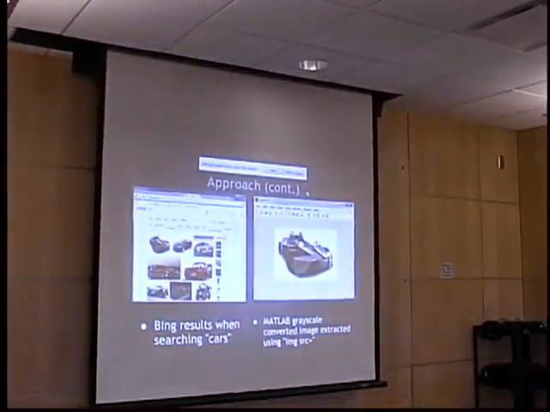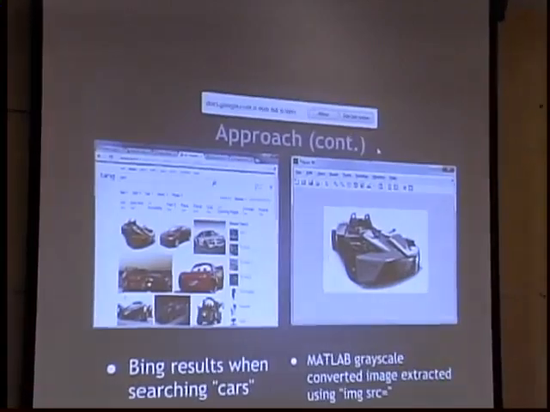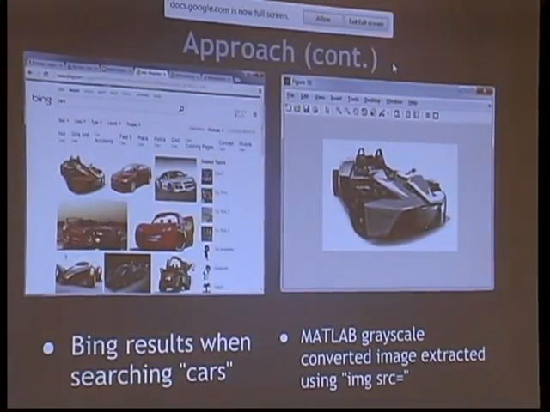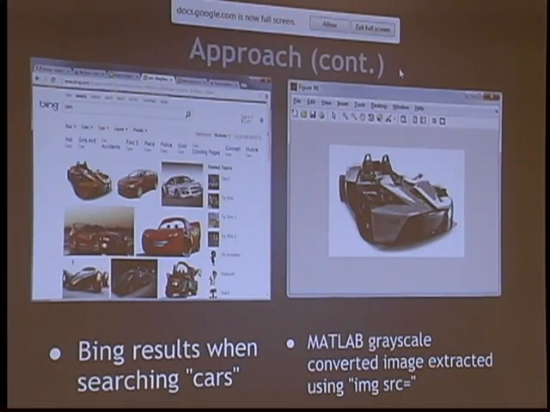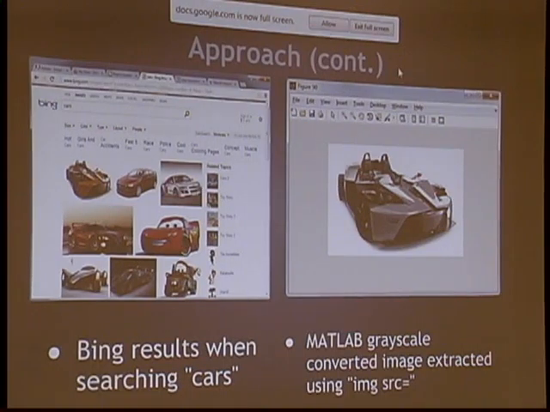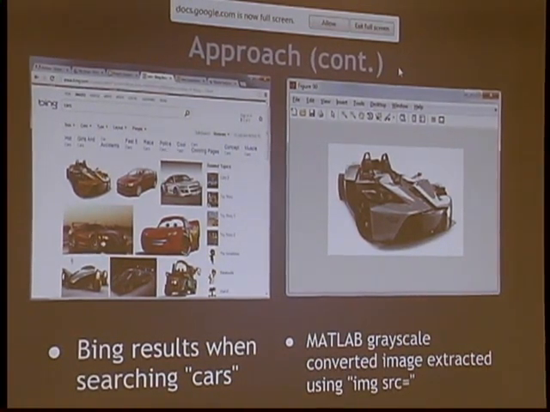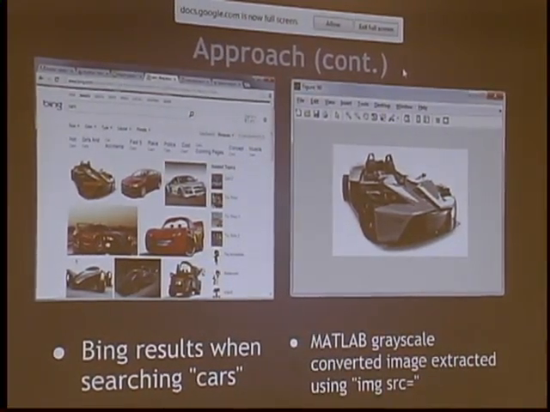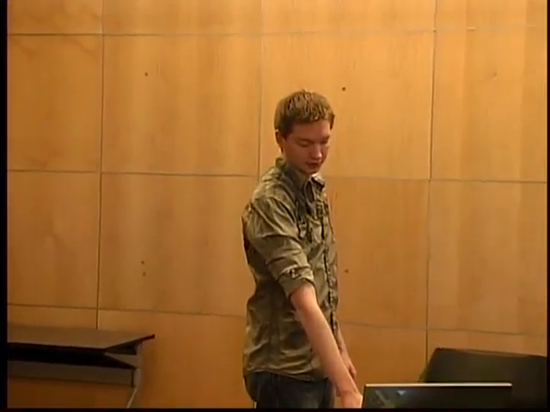So then I thought, okay, let's do images, because everybody's talking about images. If you search for cars, the one on the right or left is what you actually get back, right? So my code goes through and grabs the links and pulls the image from the actual website it's in by using the image source tag in the page source. It runs it through MATLAB and converts from RGB to grayscale, because RGB is a little more difficult because of matching, but that can actually play to help you identify things.